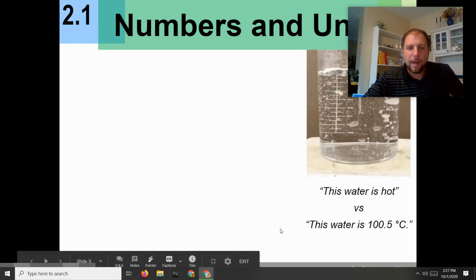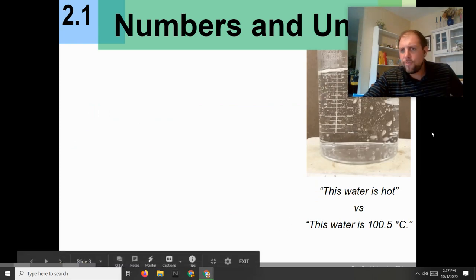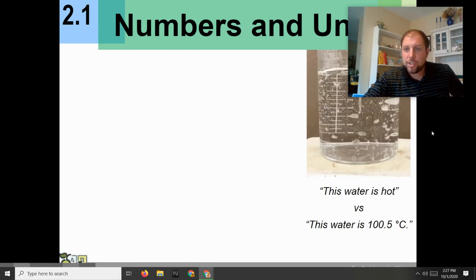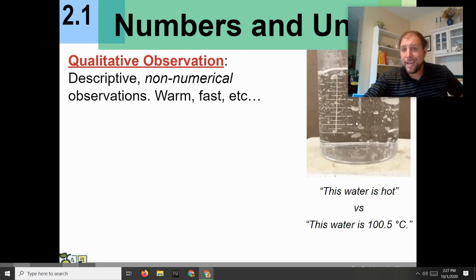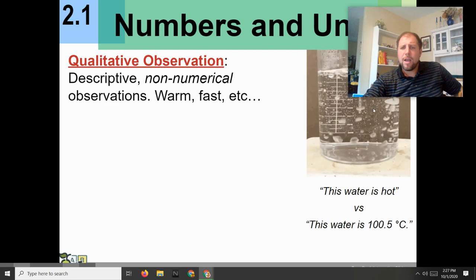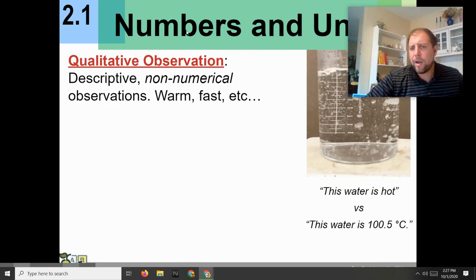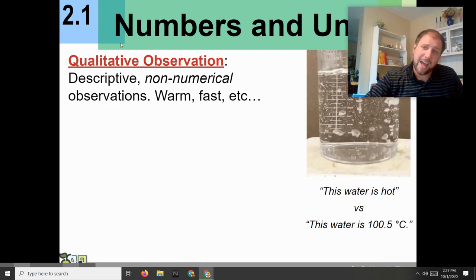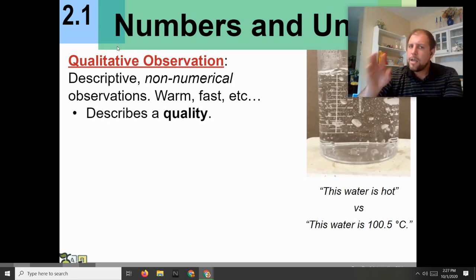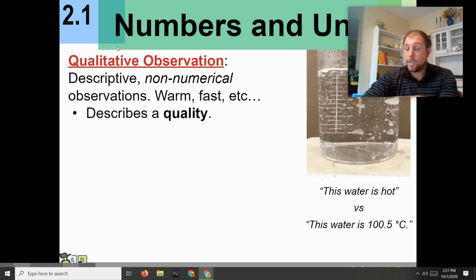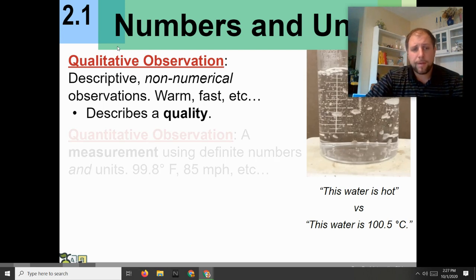Next up, there are different sorts of observations. Not all observations are created equal. Some observations are qualitative. These are any observations you make that are just descriptive, non numerical. Something is warm, something is fast, something is blue or purple. It's called qualitative because it describes a quality or characteristic of something.